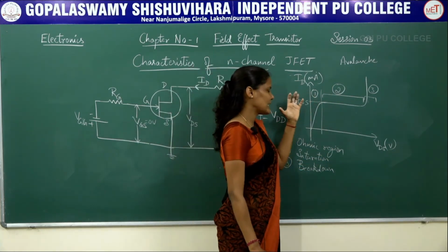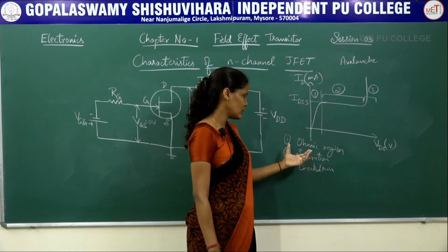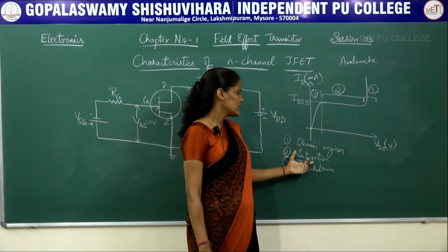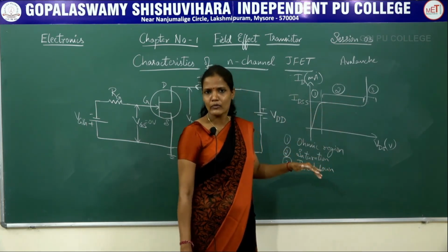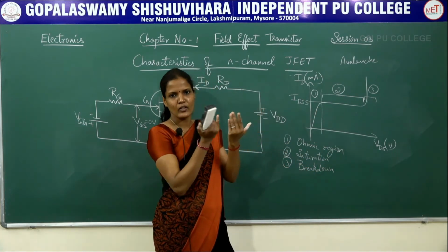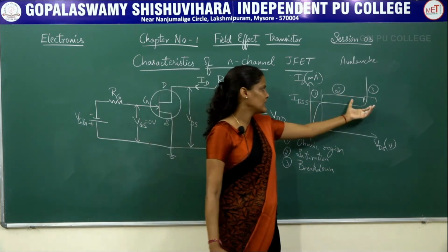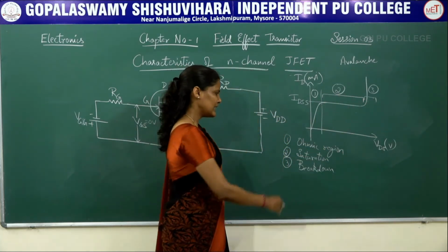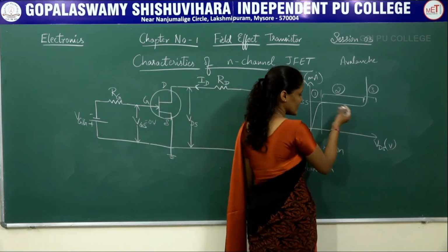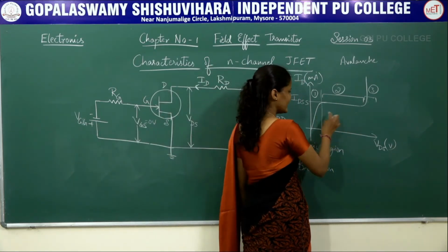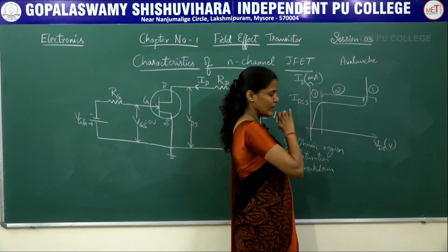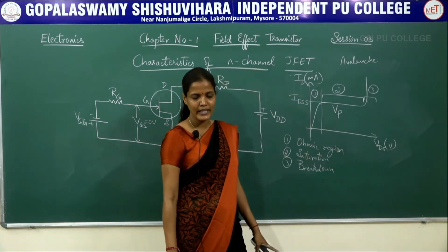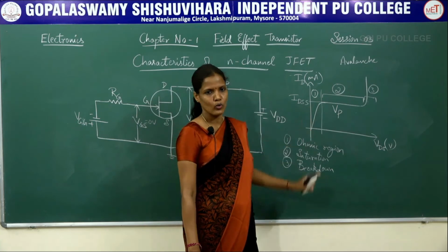So in the drain characteristics, we have to understand 3 different regions. One is the ohmic region, in which the JFET will be behaving like a resistor. Saturation region, in which the drain current will be constant because the depletion regions of the 2 junctions will be touching each other. And the third is the breakdown region, which is due to the avalanche effect. This saturation region is also called the pinch off region, and the voltage at which this IDSS maintains a constant value is called the pinch off voltage, which will be represented by VP.